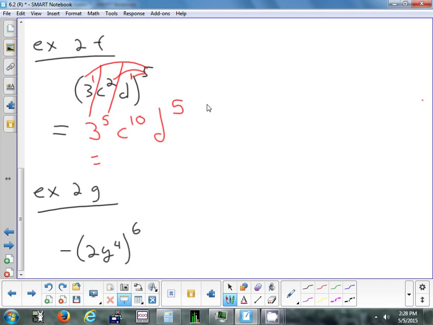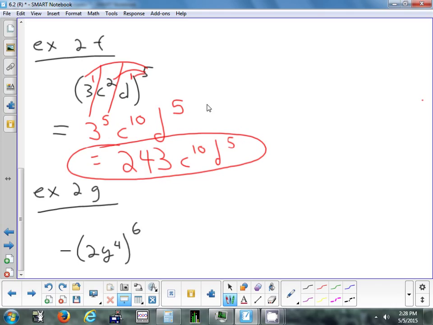One more thing I have to do. That's why on Friday, or maybe even for the rest of the week, it's important that you bring your calculator. Multiply 3 by itself 5 times, which will give me, if you have a calculator, everybody do it, 243. And then what's left? C to the 10th, D to the 5th. There's your final answer. 243, C to the 10th, D to the 5th. All right?